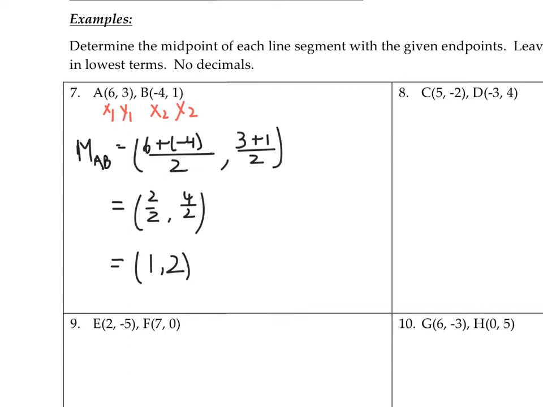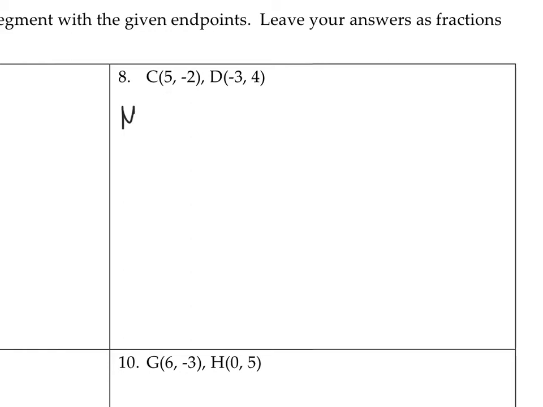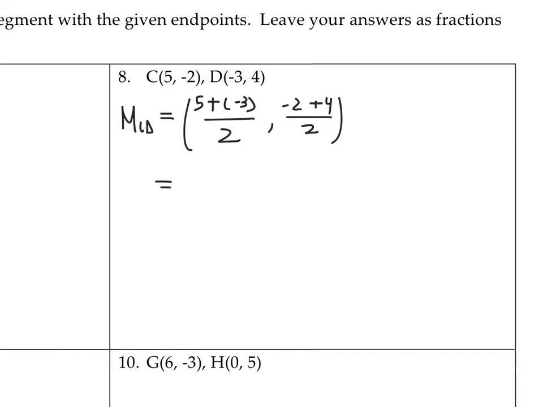Okay, let's try number 8. So midpoint of CD equals, add my x-coordinates, and then I'll divide that by 2. Add my y-coordinates, and I'll divide that by 2. 5 plus negative 3 is 2. Negative 2 plus 4 is 2. And then again, divide our numerators by 2 to get 1, 1.